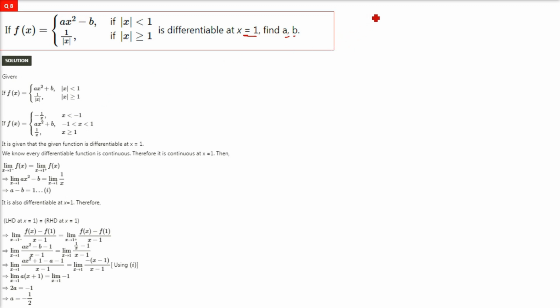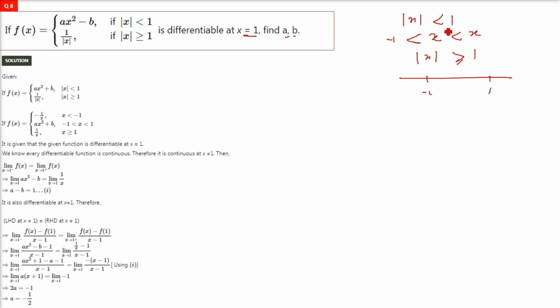Now you already know the explanation for mod x. So mod x less than 1 means what, and mod x greater than 1 means what? So when mod x is less than 1, what is this? When you have mod x greater than or equal to 1. See, mod x less than 1 means it is between minus 1 and 1. But mod x is greater than or equal to 1.